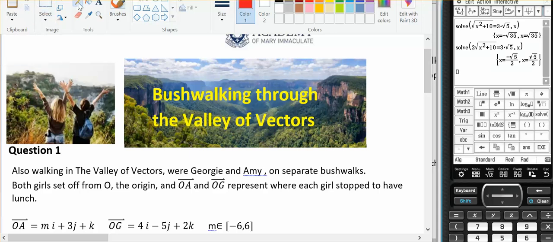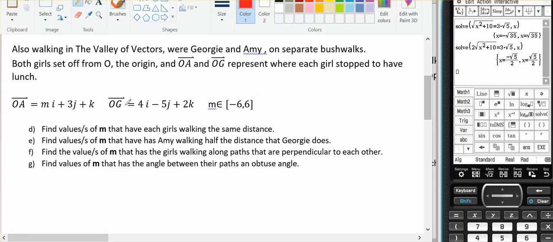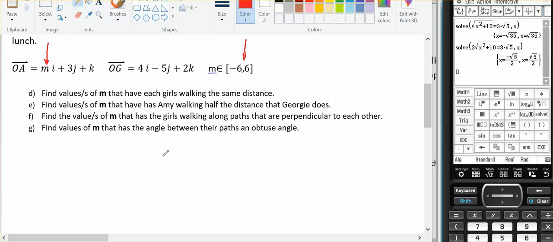Okay, to the second part, we have George and Amy now going for a walk through the valley of vectors. Now we have an m that's been introduced, a parameter, and I have a domain for m, -6 to 6. Find the values of m that give each girl the same distance.